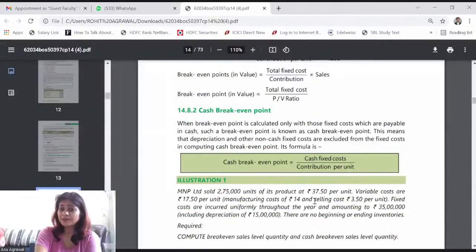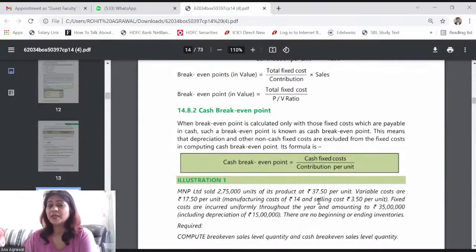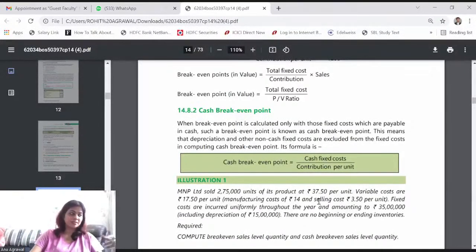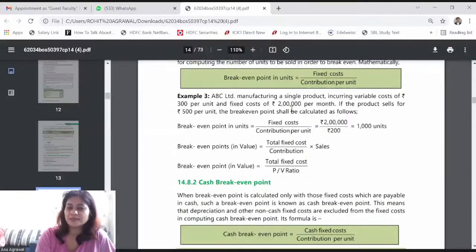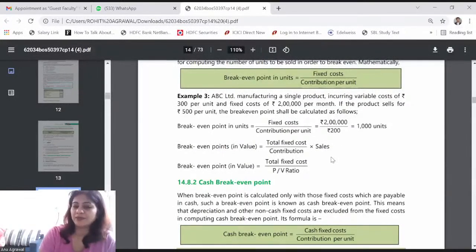Now, what is the cash break-even point? Cash break-even point is derived from the fixed cost if we do away with non-cash items like depreciation. Depreciation is a non-cash item. So if my total fixed cost in the above was 2 lakhs, and depreciation was 50,000, that means my cash fixed cost will be 2 lakh minus 50,000, 1,50,000. Then my cash break-even point would be 1,50,000 divided by 200.